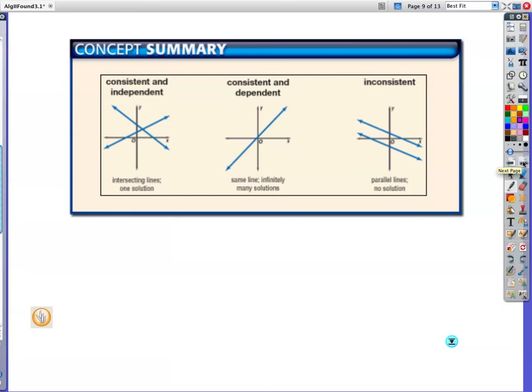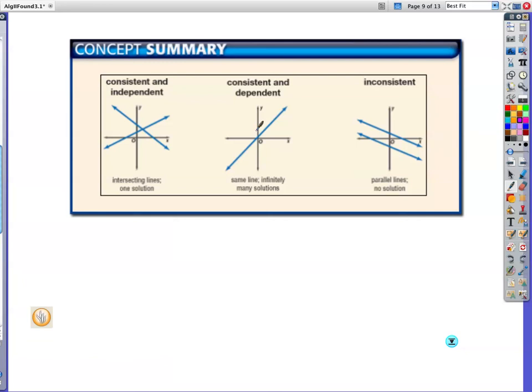These are the words you're going to have to know when you apply to each situation. I hope to do a little thing in class to help reinforce this. Consistent and independent. Draw a picture like this in your notes. Get that down. You're going to have to study that. Consistent and dependent. And this is inconsistent. These never intersect. You never have a solution. So that's why we call them inconsistent. This is consistent and dependent.